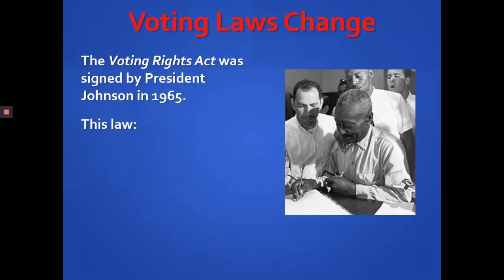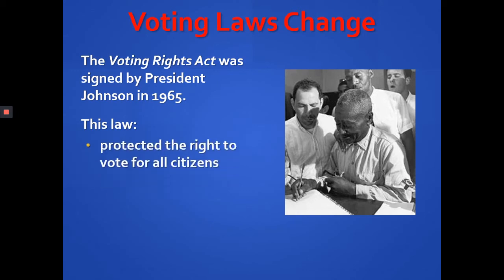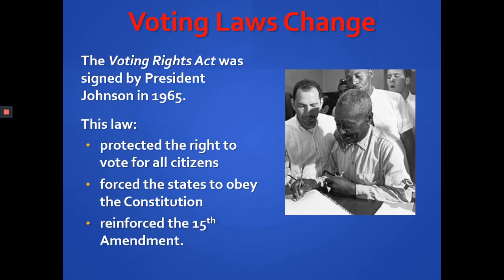So with these voting laws that changed, we also have the Voting Rights Act, which was signed by Johnson in 1965. So this law is where we see a lot of the change that has happened. This law said that it protected the right to vote for all citizens, which meant that you could not do anything to infringe the right to vote of an American citizen. It forced states to obey the Constitution to the letter, which meant that things like poll taxes, literacy tests, and the grandfather clause were not allowed to happen because they are not in the Constitution. It also really reinforced the 15th Amendment that regardless of your race, color, or ethnicity, you could vote.